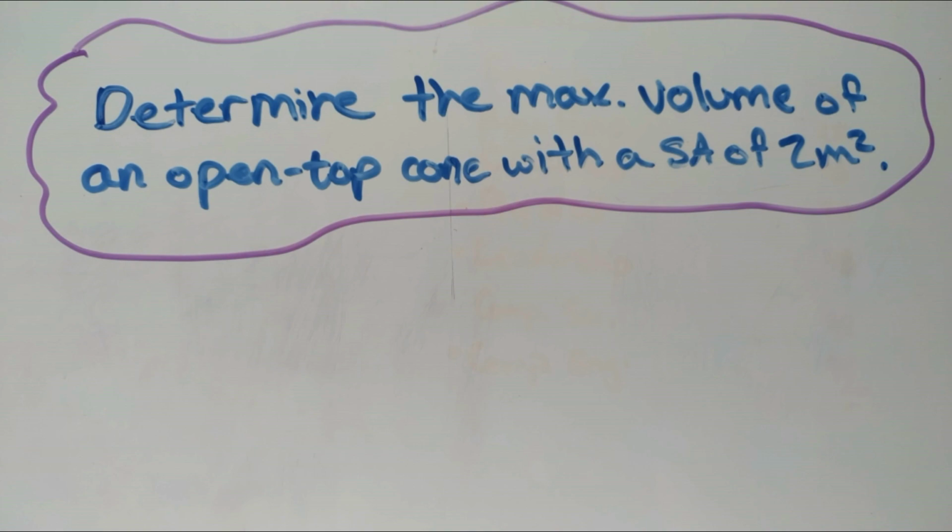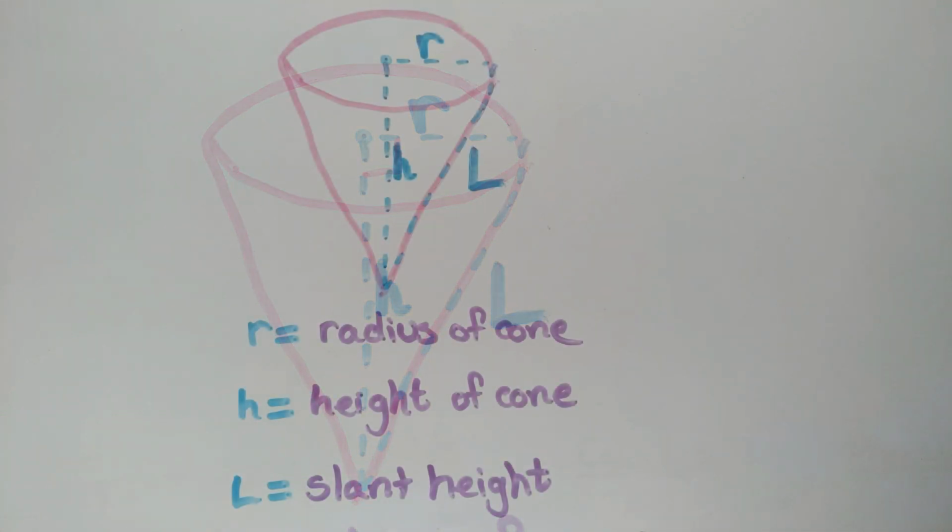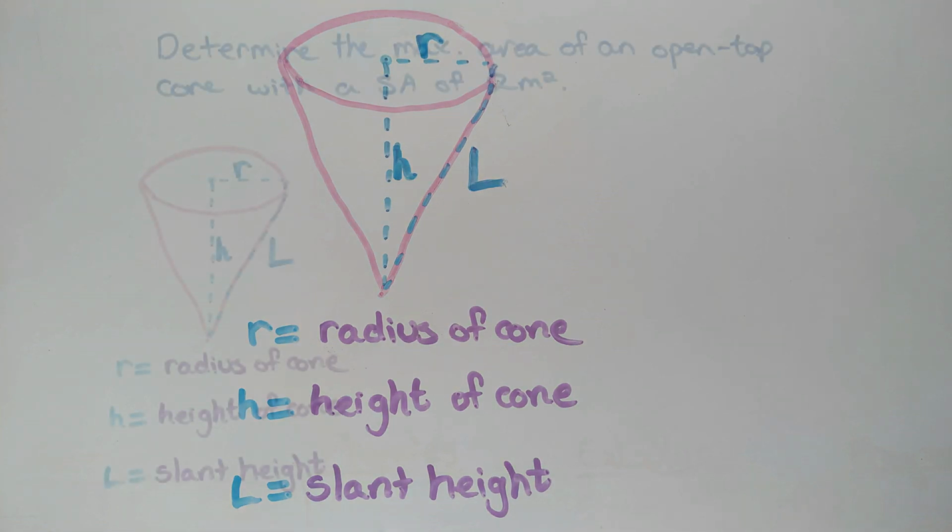Let's discuss the problem at hand. The question says, determine the maximum volume of an open-top cone with a surface area of 2 meters squared. So let's try a diagram of what this looks like. An open-top cone is just as shown, and it's basically got three variables. We have the height, the radius, and the slanted height.